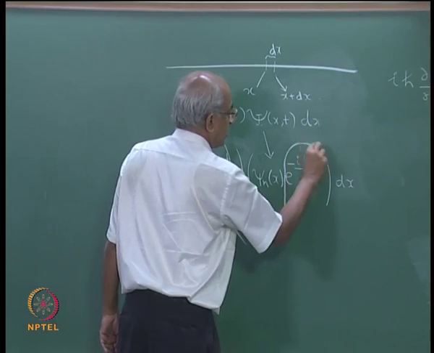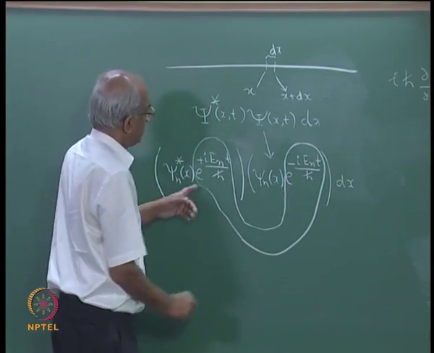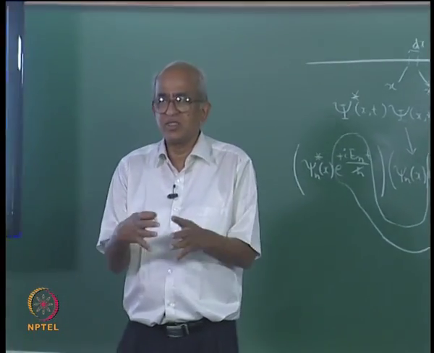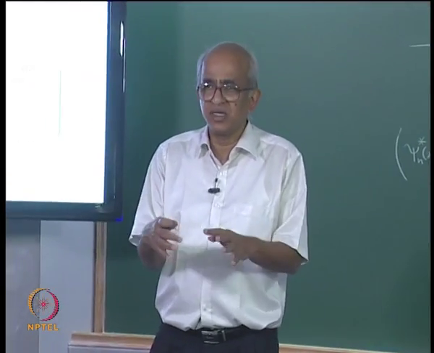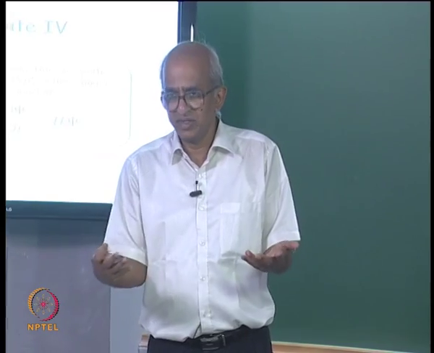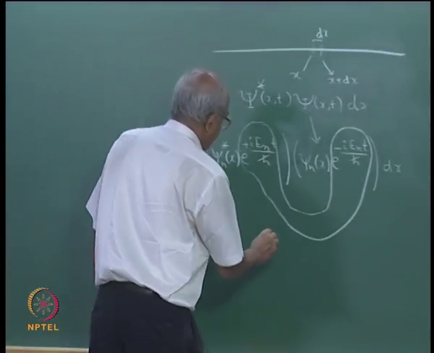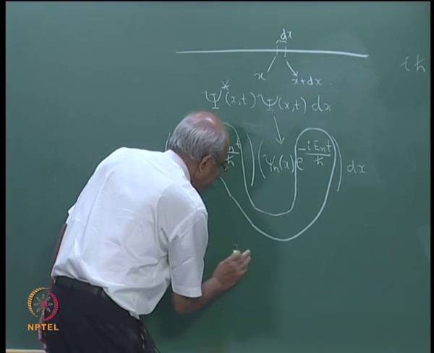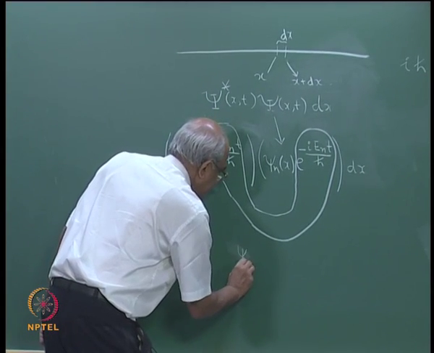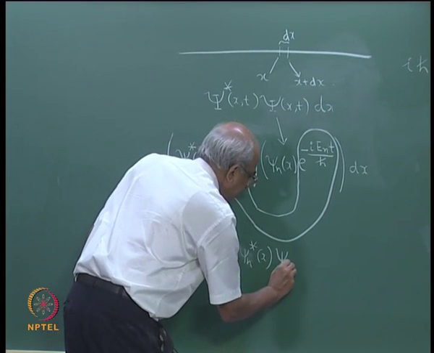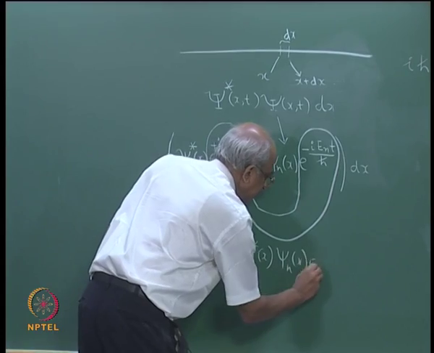This is what happens, and then you look at this term and that term together, right. One has e to the power of plus, the other has e to the power of minus, and you would see that the two things combine and give you the answer unity. So, therefore, what is the net result? The net result is that I get an answer which is psi n star of x psi n of x dx.